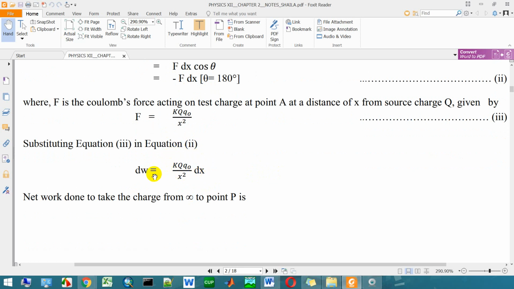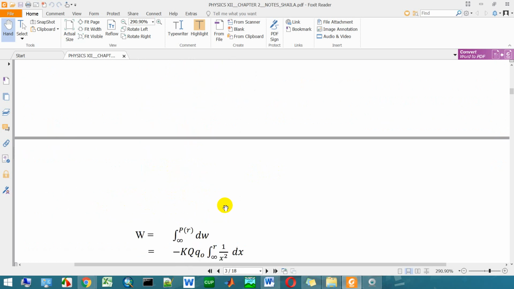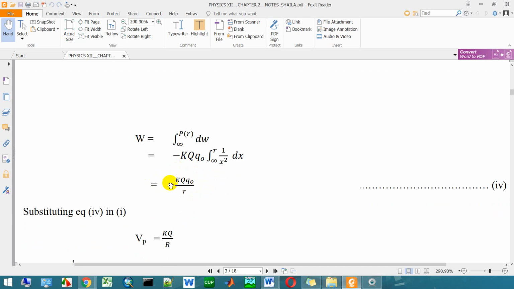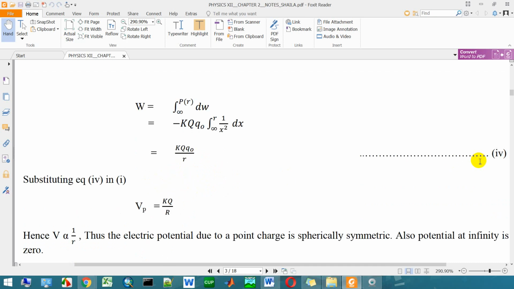So we are going to integrate to find out the net work done. The net work done to take the charge from infinite to point P is given by integrating dW. On integrating and placing the limit from infinite to point P, and point P is at a distance of r from source charge. So here we get the work done as K, capital Q, Q naught by r. This is the fourth equation.